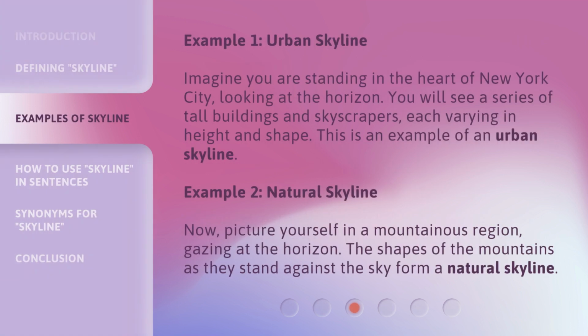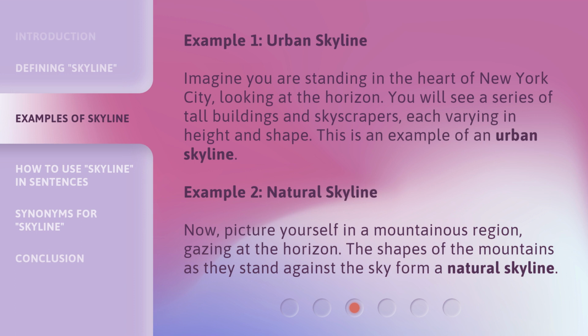Example 1. Urban skyline. Imagine you are standing in the heart of New York City, looking at the horizon. You will see a series of tall buildings and skyscrapers, each varying in height and shape. This is an example of an urban skyline.